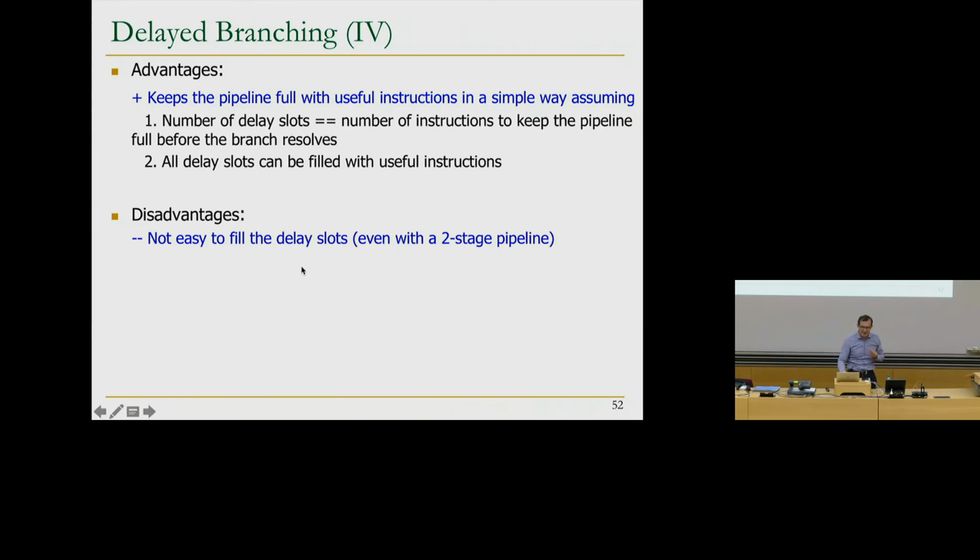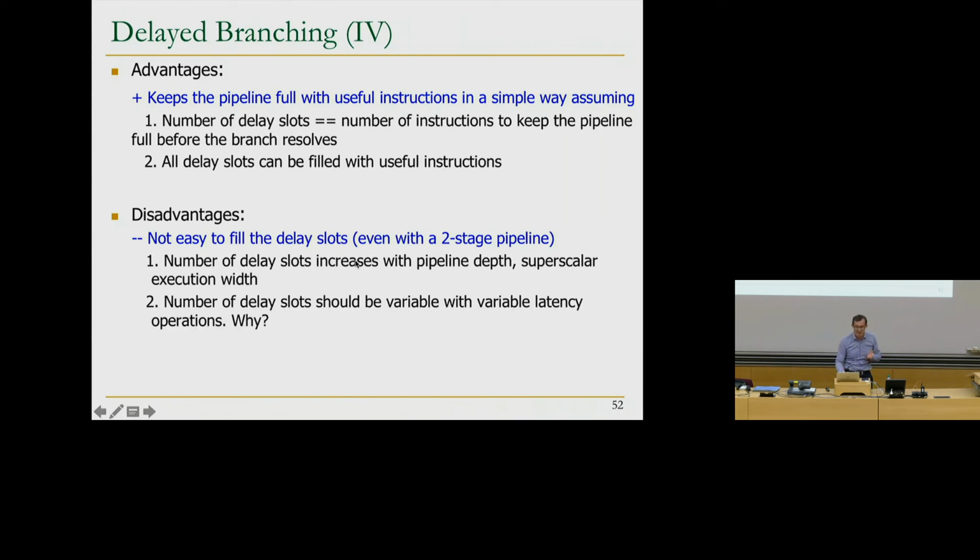So basically, the first disadvantage is it's not easy to fill the delay slots, even with a 2-stage pipeline. Number of delay slots increase with the pipeline depth and superscalar execution width. And if you want to change any of those, now the delay slot doesn't help you. And number of delay slots also should be variable with variable latency operations.